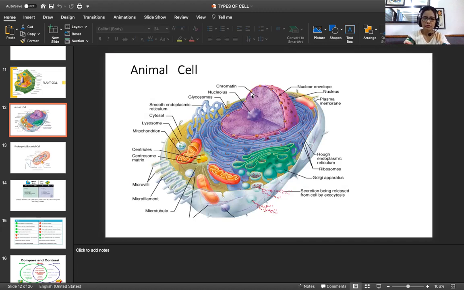Okay. What else? So ito 'yan, chromatin, no? So wala nito sa plant cell. Okay, nucleolus meron din. Okay, meron din, you check it out. Then glycosomes, cytosol, what else? Okay, so ito.